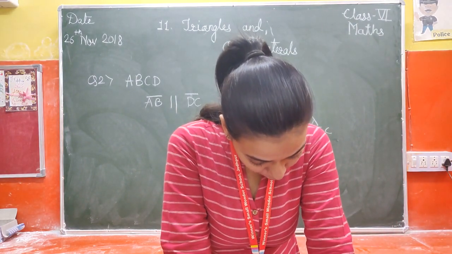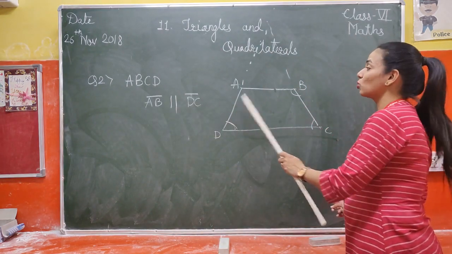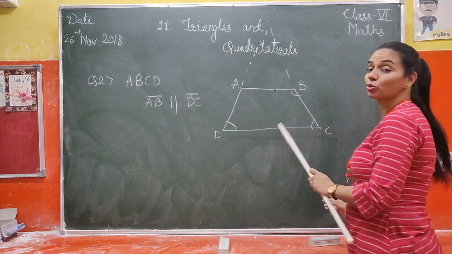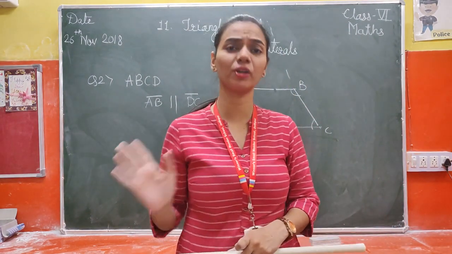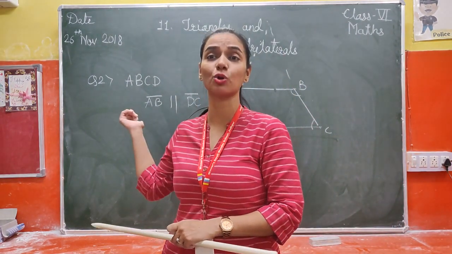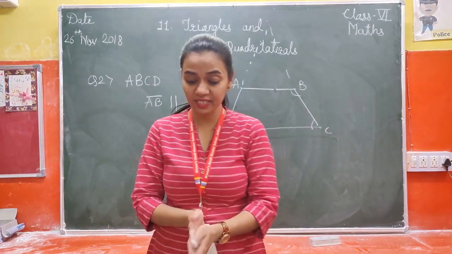Based on its property, what is the name of such a quadrilateral? So this has two parallel sides and two non-parallel sides, and so you can call it a trapezium. So this is a type of trapezium. There are different types of quadrilaterals, but this is called a trapezium. Got it? Now let us start our chapter.